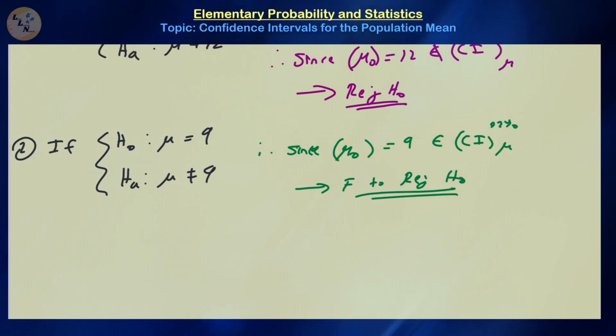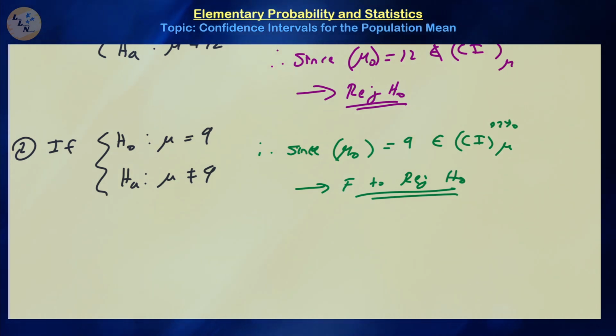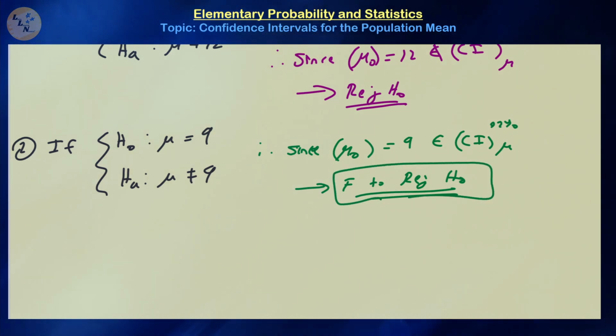Now, if you, of course, choose to accept the null hypothesis, that's okay, I guess, but generally speaking, just because your sample agrees with the claim does not necessarily mean the claim is right. So it's usually safer just to fail to reject the null hypothesis versus accepting it.